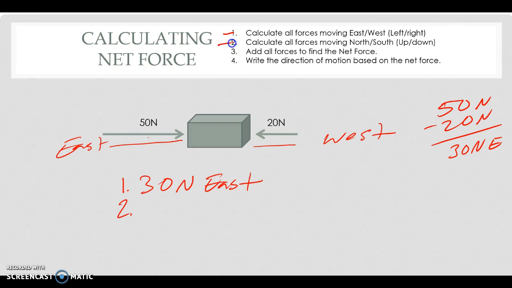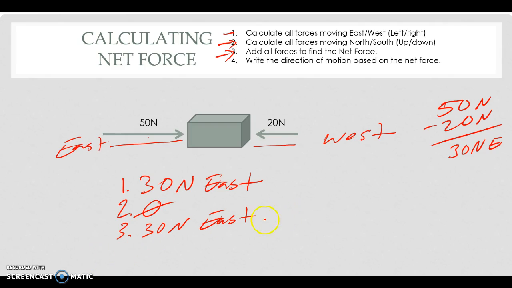Step two. Calculate all forces moving north and south. Well, I don't see any forces moving north and south. There are no arrows pointing north or south, so that's going to be a 0. Step 3, I'm going to add all of them together. So 30 newtons east plus 0 equals 30 newtons east.